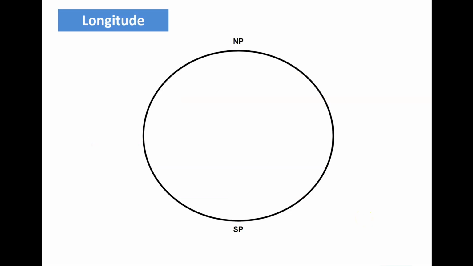Let's take a look at longitude. Lines of longitude run north and south along the globe. North to south. This is the prime meridian. Draw a line through the center of your circle. This is 0 degrees longitude, which is the prime meridian. Please label your globe with the prime meridian.